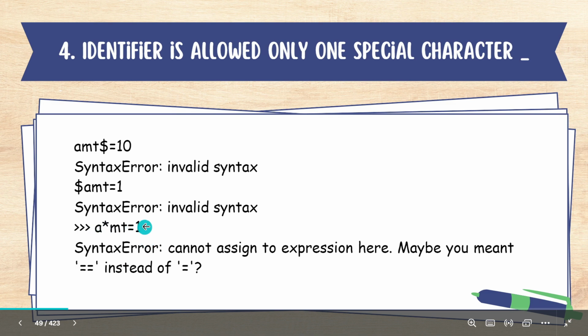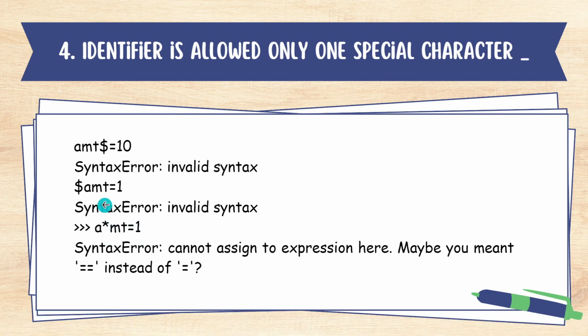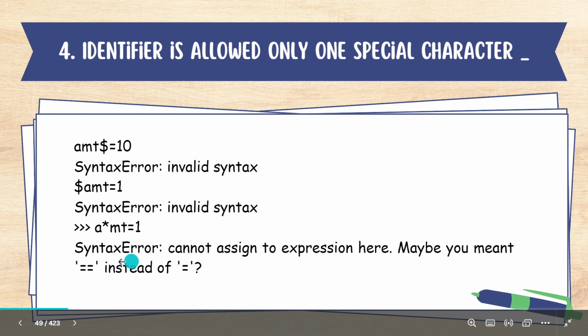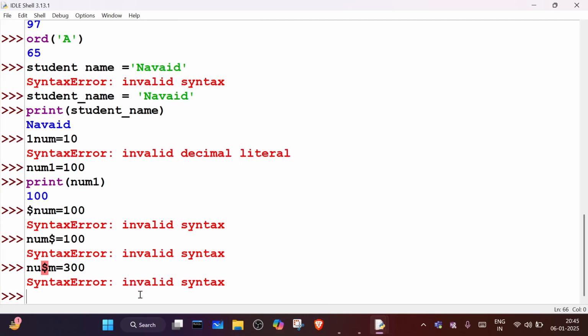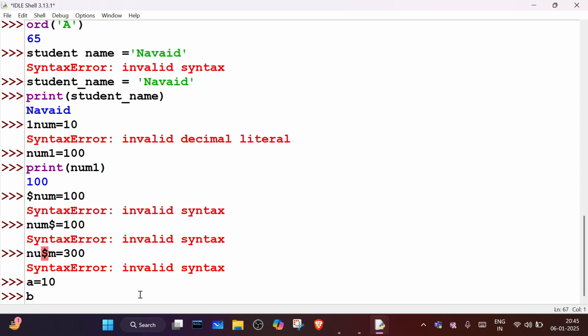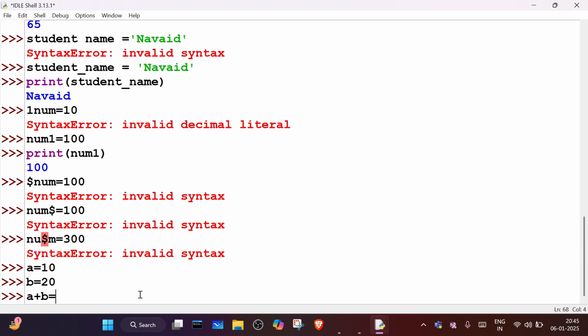This is also invalid if you use another symbol, the asterisk symbol, while creating a variable. So what is the error? Cannot assign to expression. Here maybe you meant double is equals to instead of this. What is the meaning of this? For example, I write a is equals to 10, b is equals to 20, and then a plus b is equals to, and I want to assign one more value, like 500, to this expression.